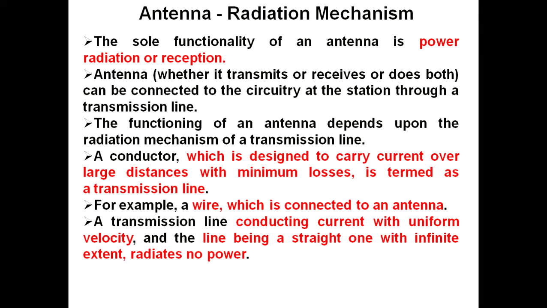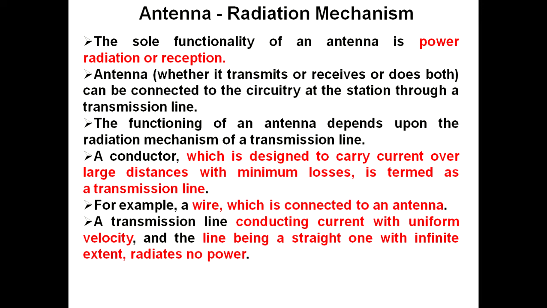Whether it is used for transmission, reception, or both, it has to be connected to the circuitry of a station through a transmission line. So the function of the antenna depends upon the transmission line to which it is connected, and upon the radiation mechanism of the transmission line. In this class we are going to see the radiation mechanism of different types of transmission lines.